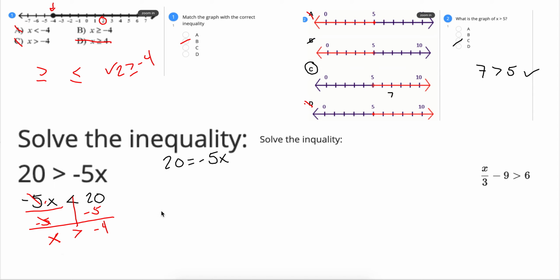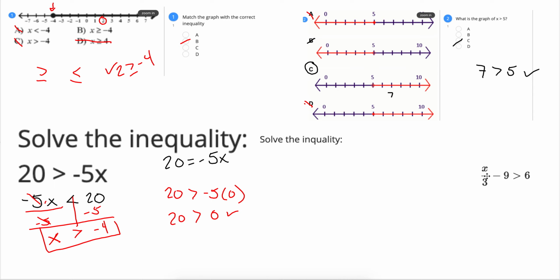You could check it. Let's pick a number that's greater than -4. Well, 0 is greater than -4, correct? Let's plug it into our original inequality. 20 is greater than -5 times 0. 20 is greater than, well, -5 times 0 is 0. Is 20 greater than 0? Yes, it is. We just proved that this works.